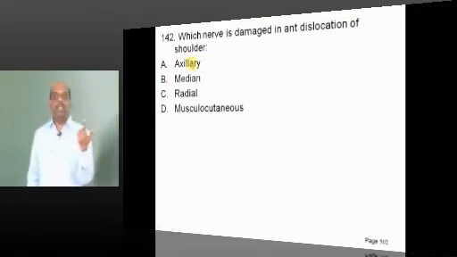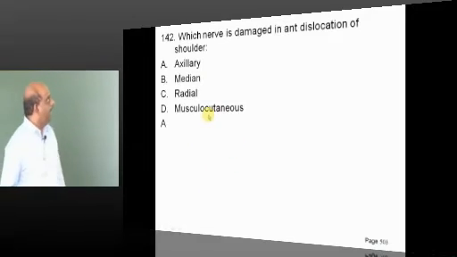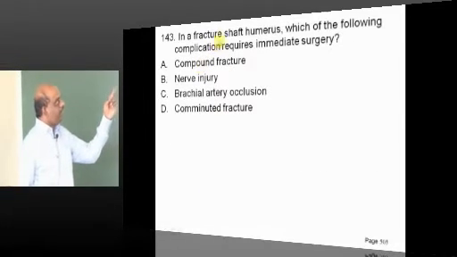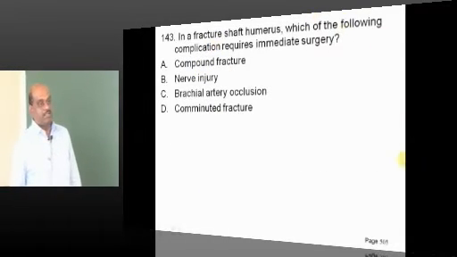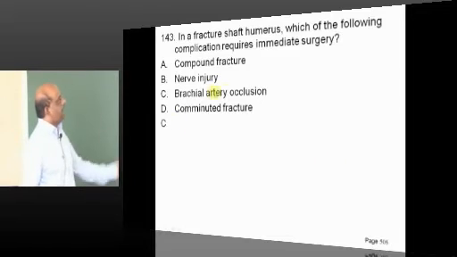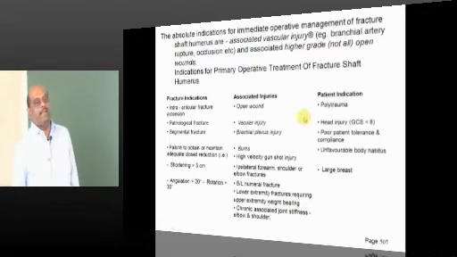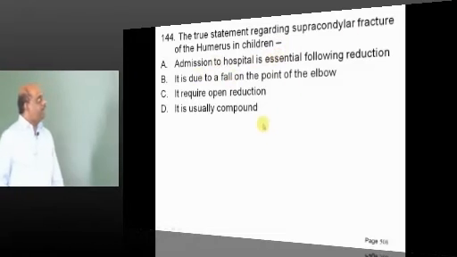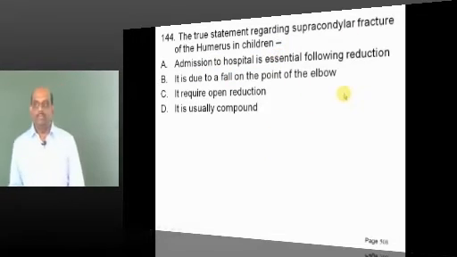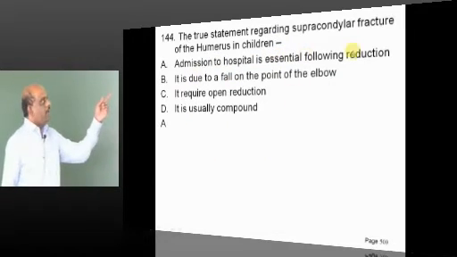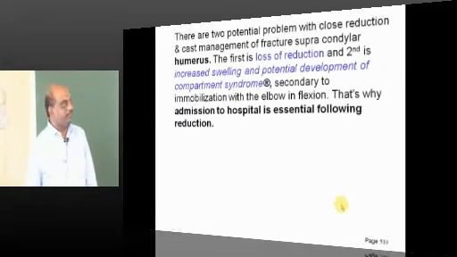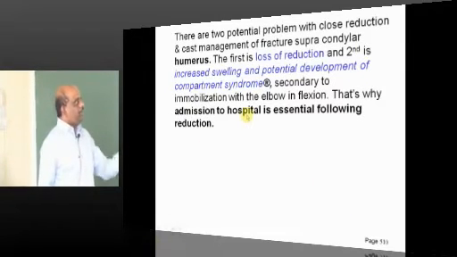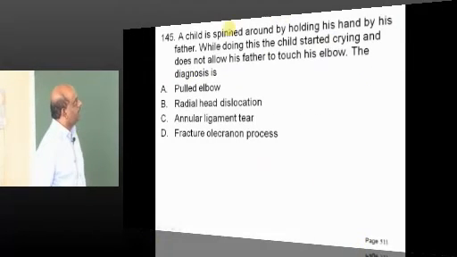Anterior dislocation में क्या होगा shoulder का? Axillary nerve injury, let's run fast. Fracture shaft of humerus. C. Basically brachial artery occlusion requires immediate surgery. Supracondylar fracture of the humerus, is there any conservative role? No. Admission to hospital is essential following reduction. And also you need to check whether reduction is successful or not.